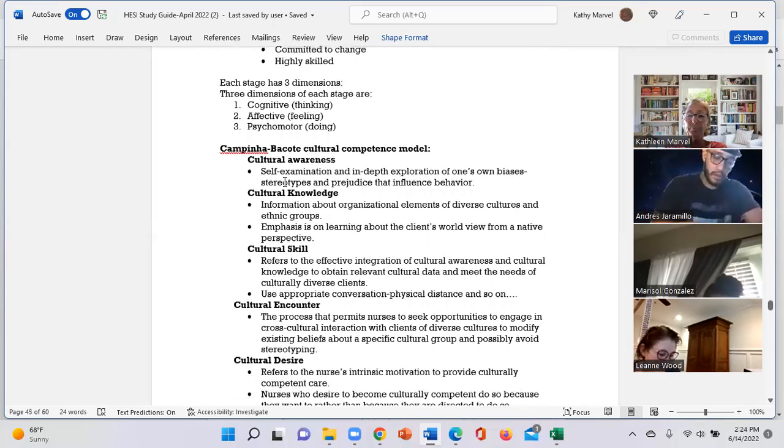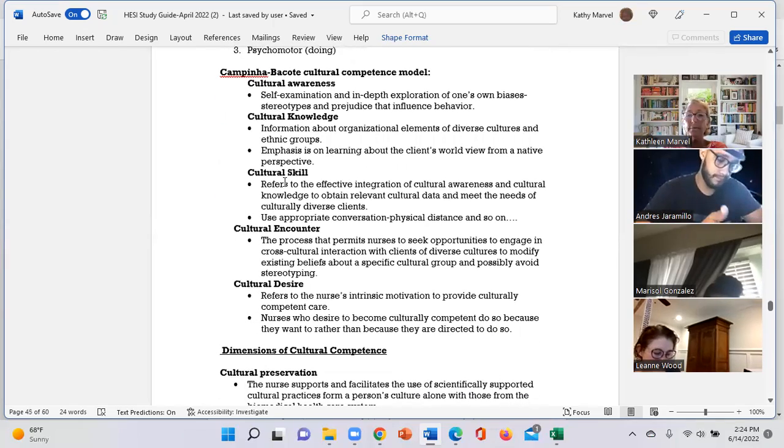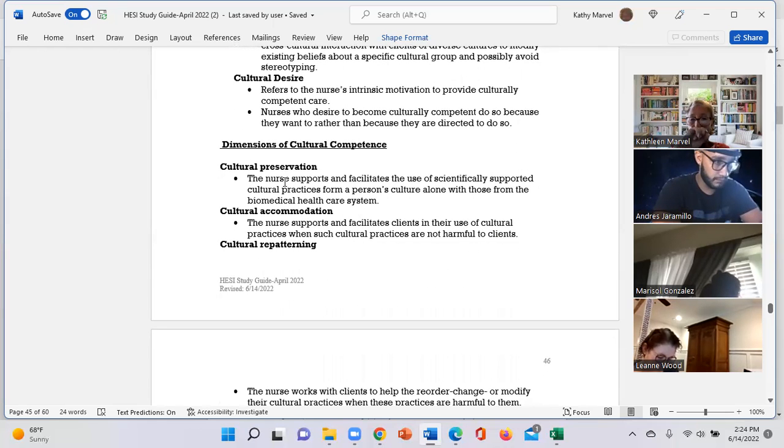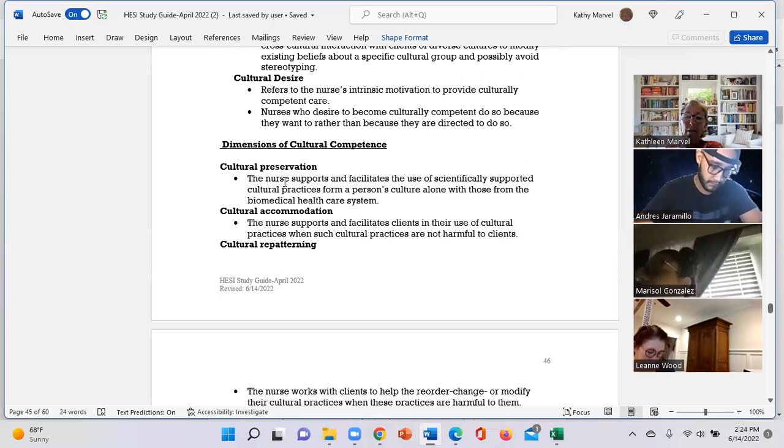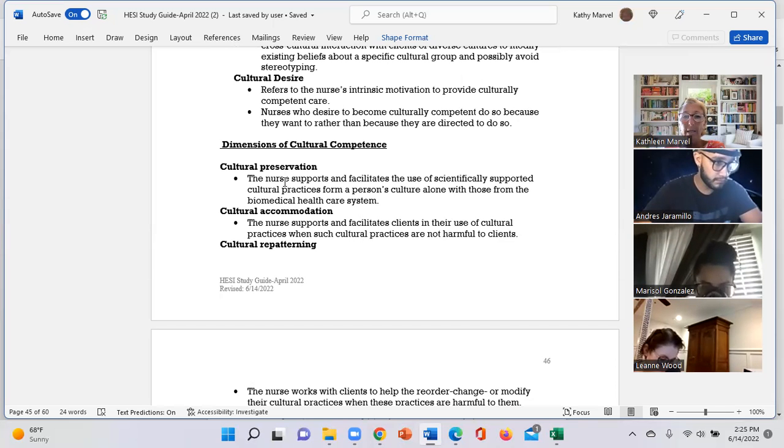And here's, we talked about this in class. What is this competence model, right? How do you develop cultural awareness, cultural knowledge, cultural skill, cultural encounters, cultural desire? All those must be present for you to be culturally competent. Okay, and what are the dimensions of cultural competence? Again, I know this is a lot of reading, but they're going to ask about this in the HESI.